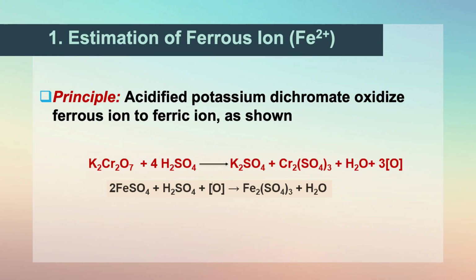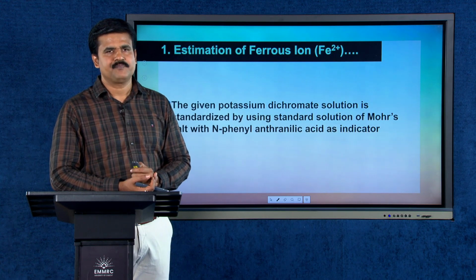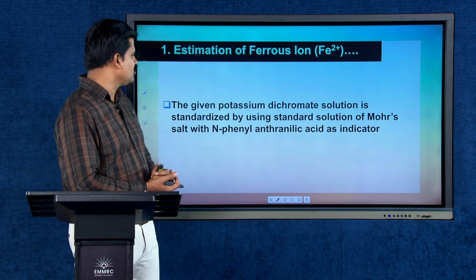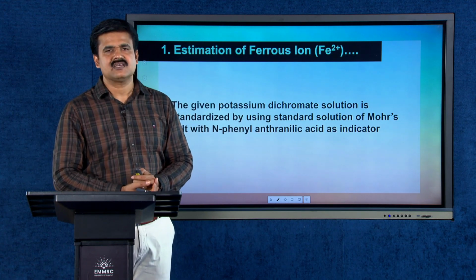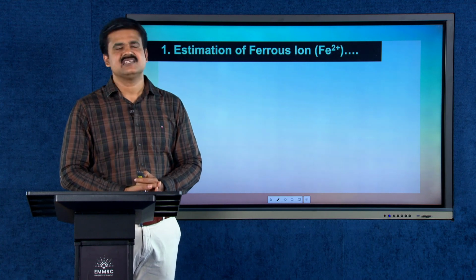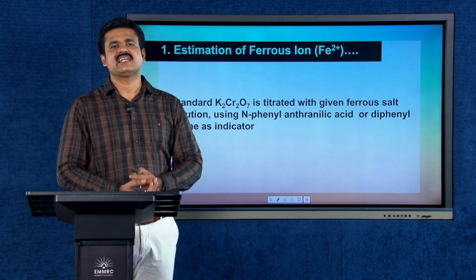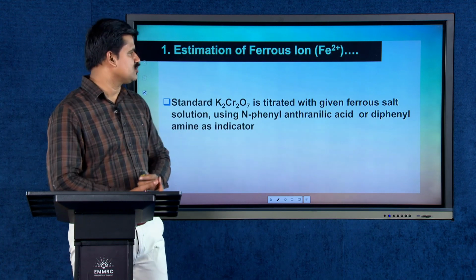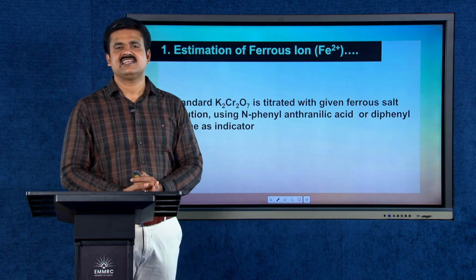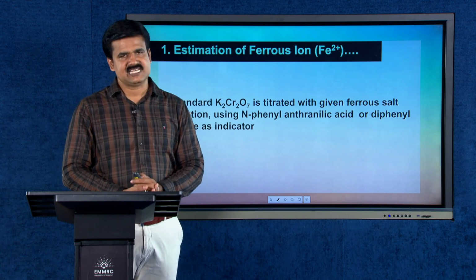This part we have already discussed. So the oxidation of ferrous sulfate into ferric sulfate by acidified potassium dichromate is the principle behind the estimation of ferrous ion using dichrometric titrations. Now, the given potassium dichromate solution is standardized using a standard solution of Mohr's salt with N-phenylanthranilic acid as indicator. Standard K2Cr2O7 is titrated with the given ferrous salt solution using N-phenylanthranilic acid or diphenylamine as indicator.